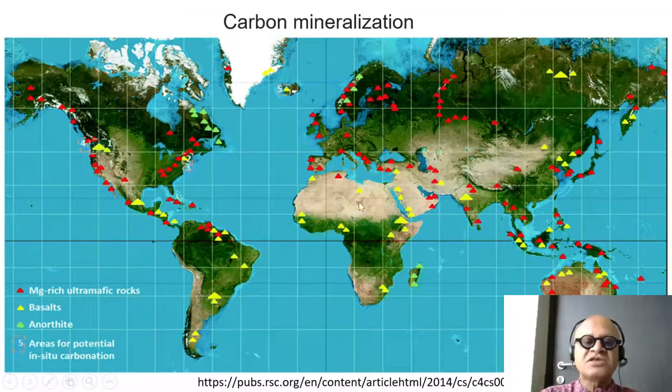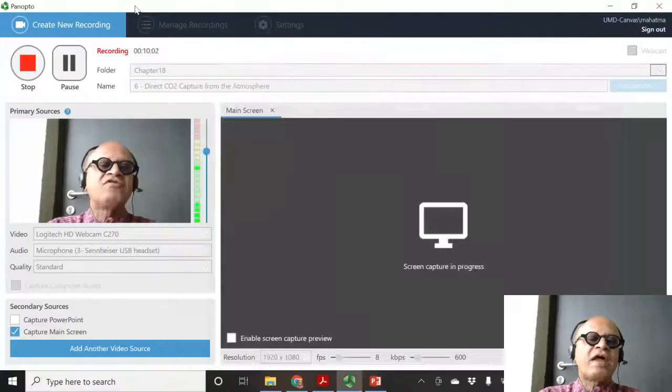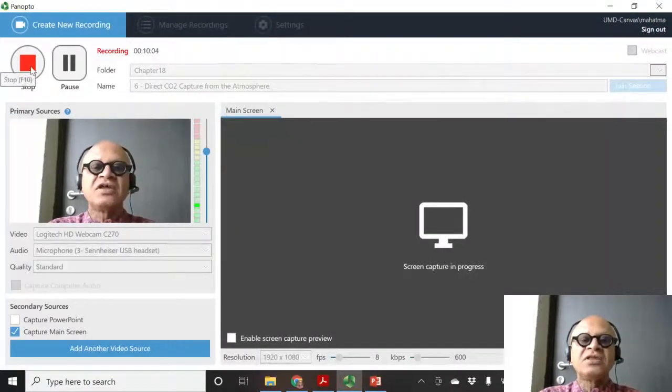And these are the sites of ultramafic rocks with basalts and anorthite, and shown also are the areas for potential in situ carbonation. So accelerated weathering possibilities. Okay, so we have to explore everything under the sun if it is net negative without creating other problems.